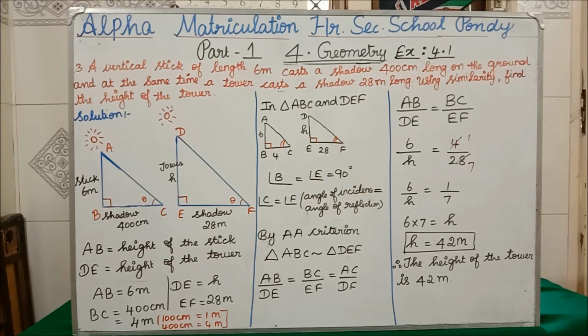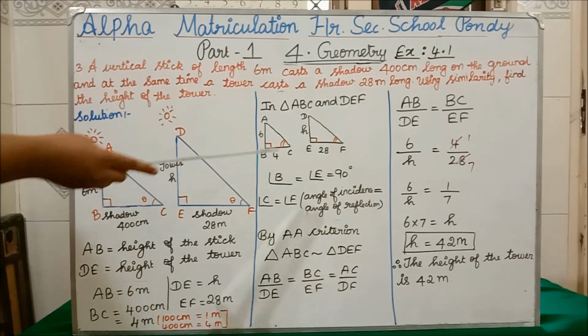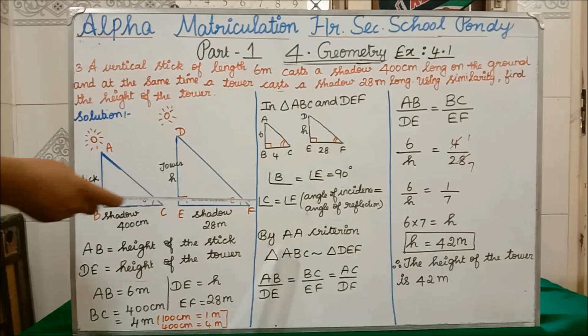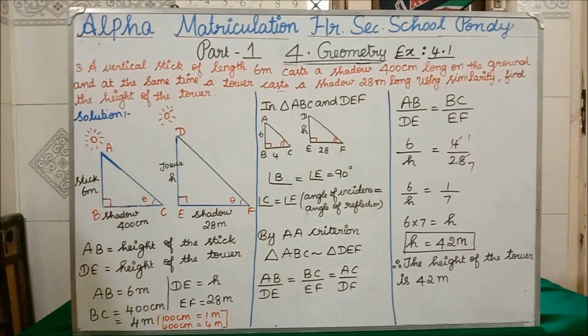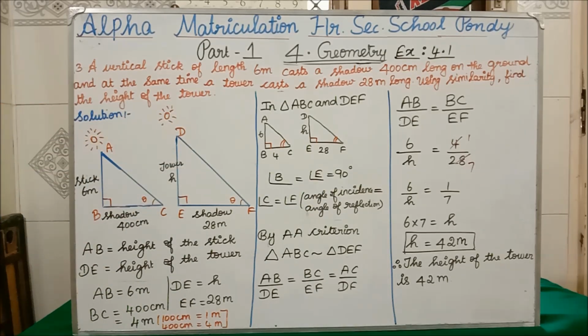So as we did in the previous problem, the same way. If you see these two triangles, angle B is equal to angle E. Why? Both are 90 degrees. Then angle C is equal to angle F. Why? Both are: angle of incidence is equal to angle of reflection. According to that, the angles C and F are equal.